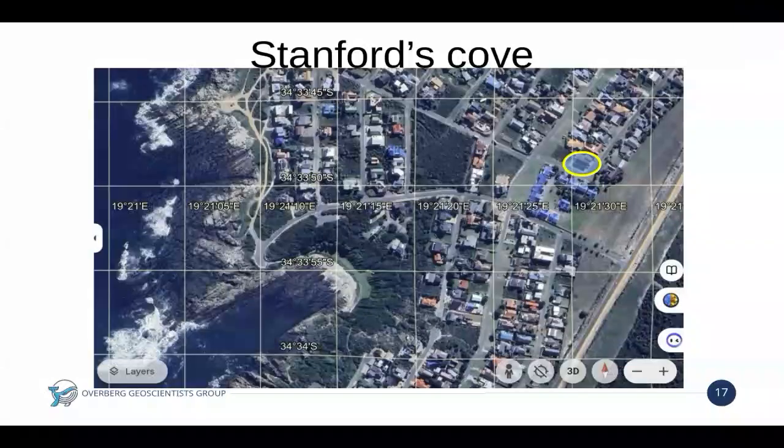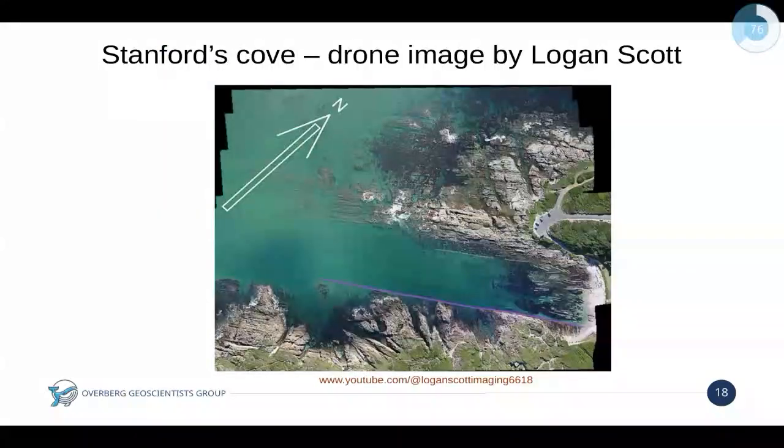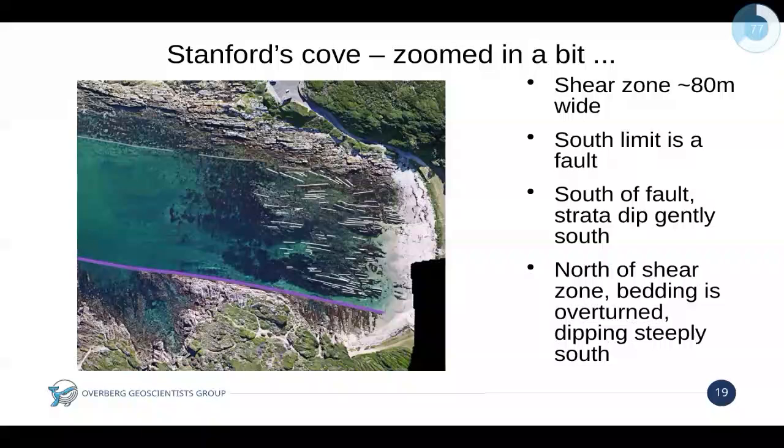So Stanford's Cove is on the bottom left of this picture, and the yellow circle there indicates where we sit at the moment. That's a drone image of Stanford's Cove, and there's some sketching on top of that. The white lines are just simply following S0, I believe. And the purple line down the bottom is a fault which separates a zone of vertical orientation of bedding from a zone to the south where the bedding is dipping gently to the south.